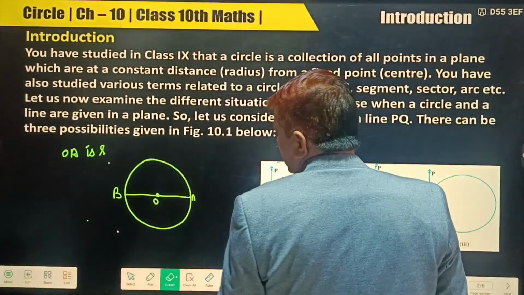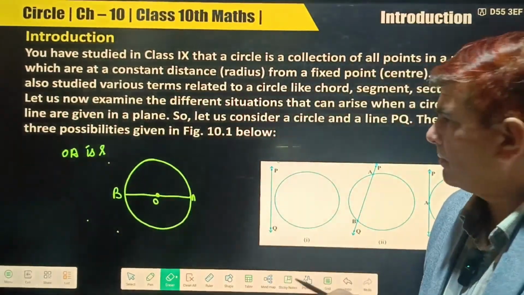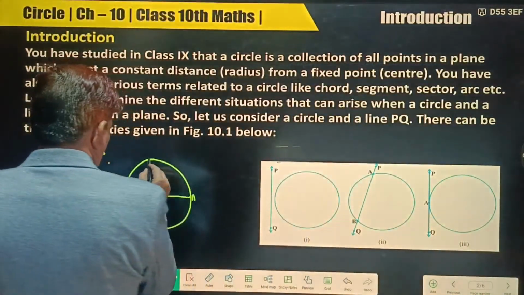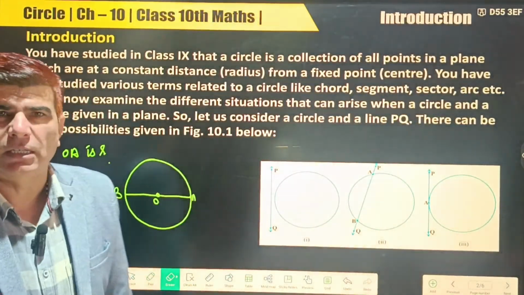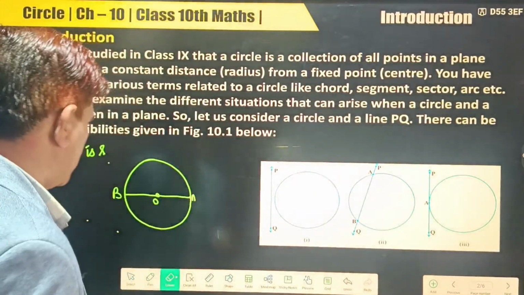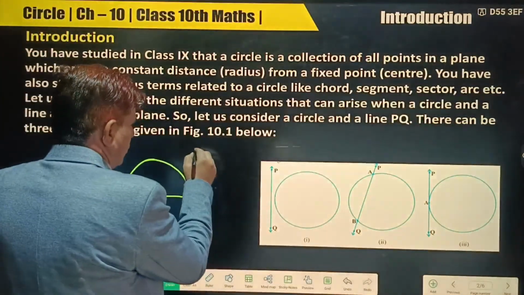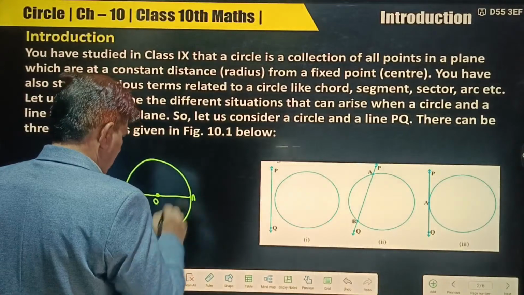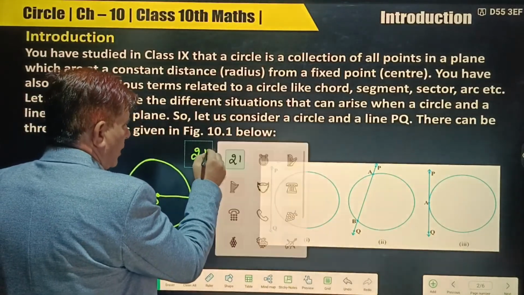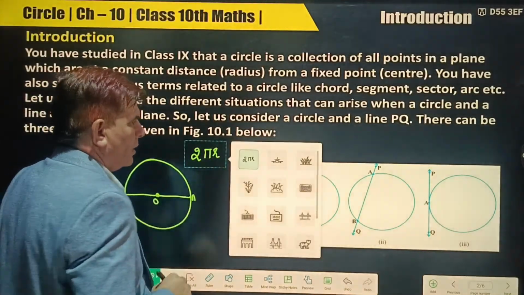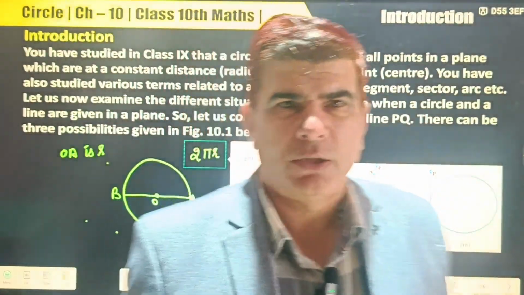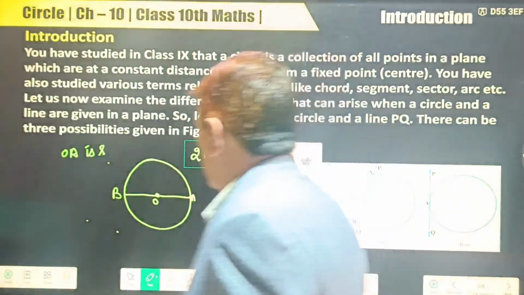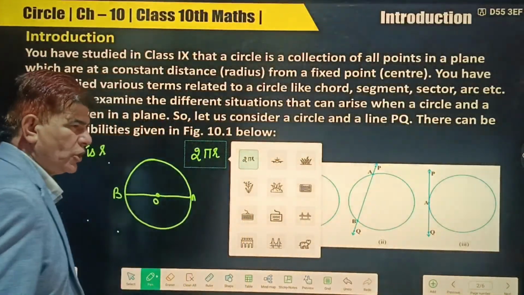So in this chapter, this is known as the circumference of the circle, which is equal to 2 pi r. And now the question arises, why is it 2 pi r? Its answer is also given in the previous knowledge.